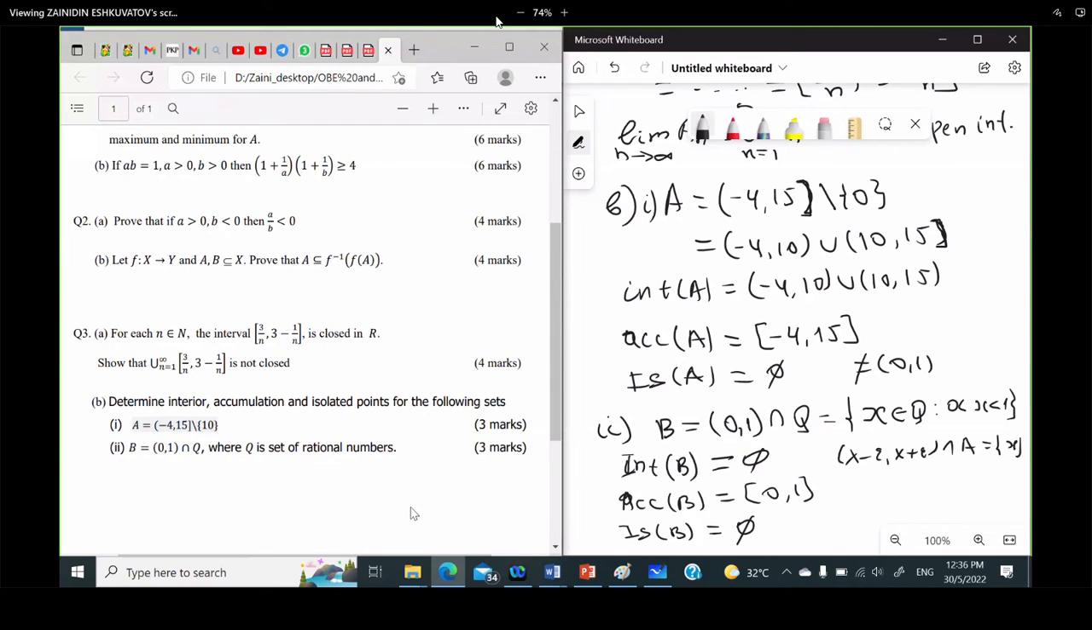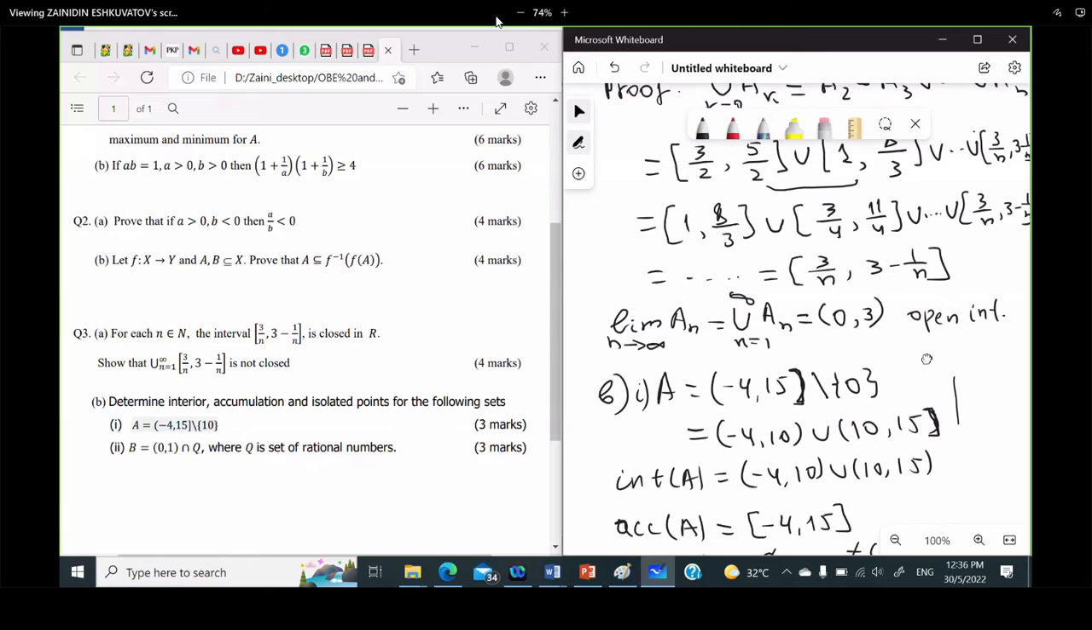Doctor, for 3A. 3A, okay. Why is the interval an open interval? Why is 3 not closed? Or why is it open? Which one is not closed? Interior point? No, for 3A. Okay, you're talking about 3A. Yes, it's from 0 to 3, right? Why is 3 not closed?